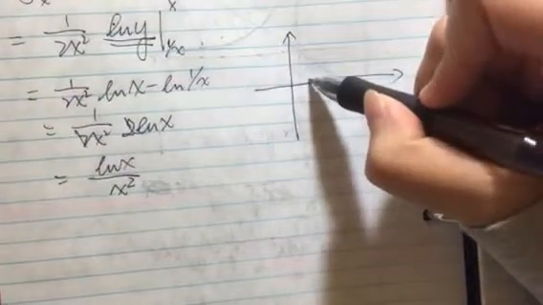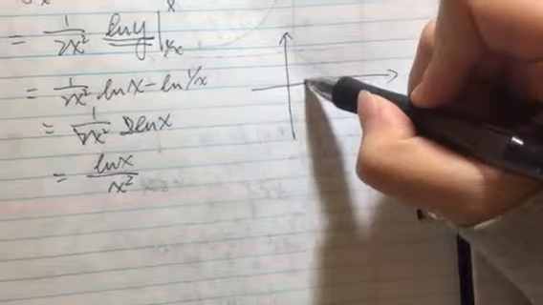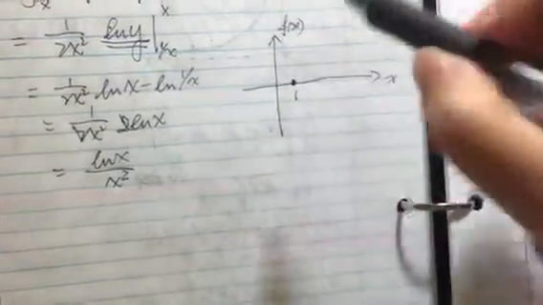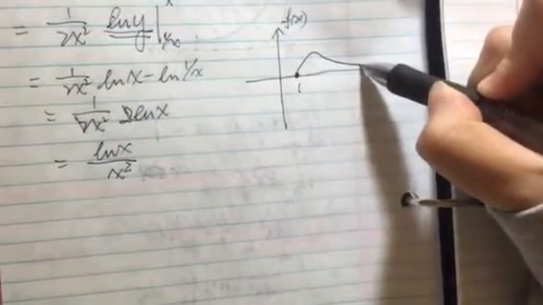And this graph will be something like this. We have a point here: when x is 1, natural log of 1 is 0. So when x is 1, we have f of x equal to 0, and this graph will look like this. And as x goes to infinity, f of x is approaching 0.